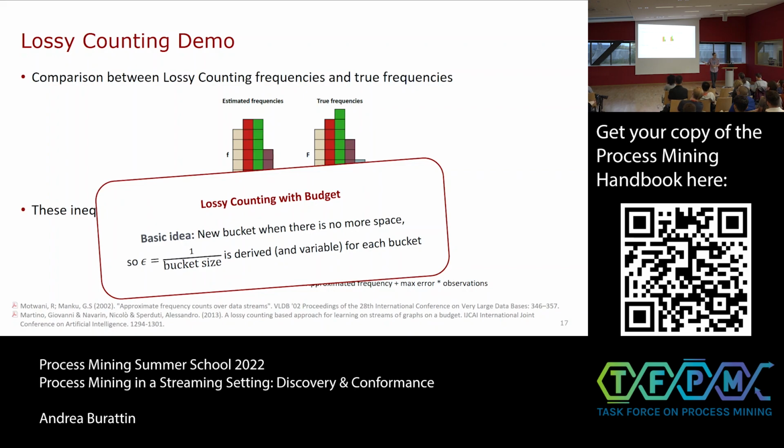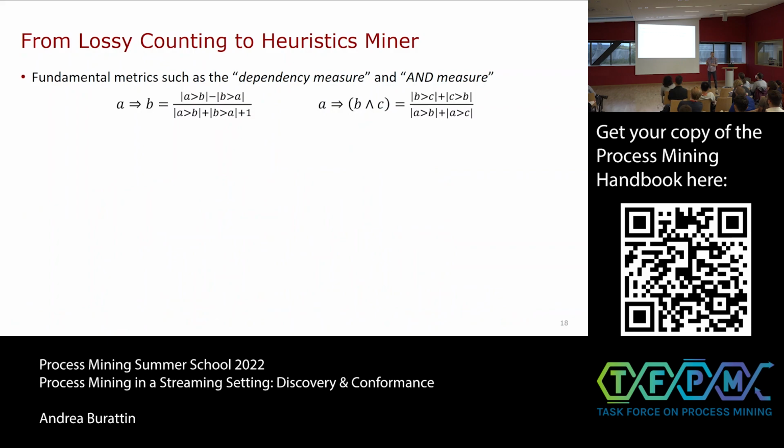But that's not for process mining, right? This is for frequency counting. So let's now try to bring this algorithm into process mining. How do we do that? If you know the heuristics miner, I guess most of you heard at least about it. You know that two of the most important heuristics of the heuristics miner are the dependency measure and the AND measure. And the key is that both these measures are defined in terms of these relations here.